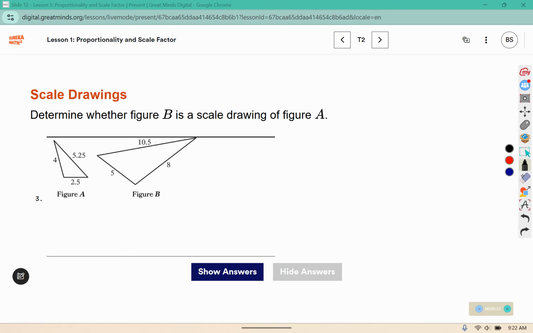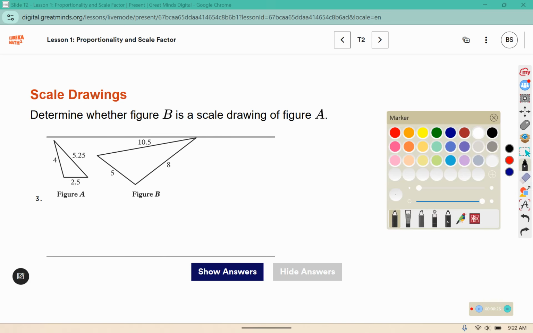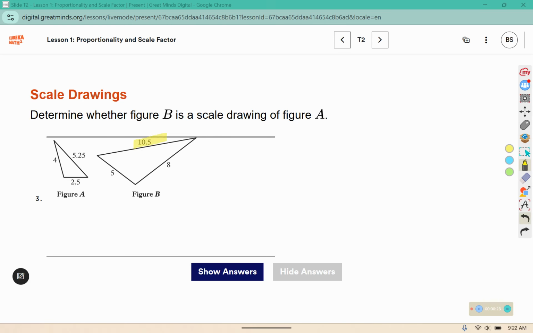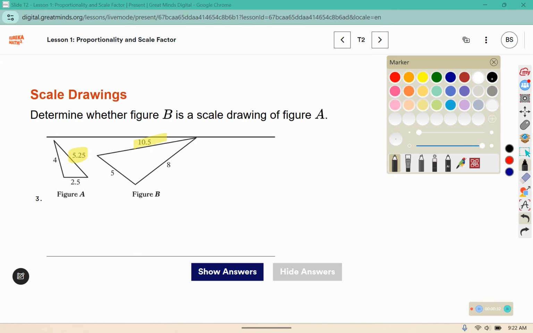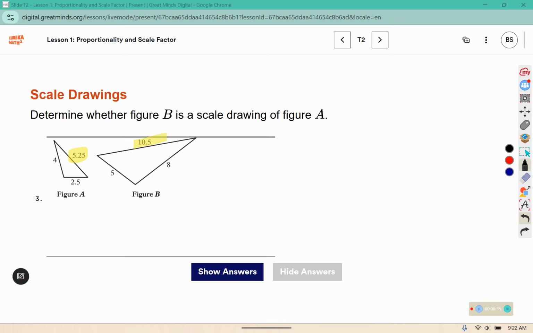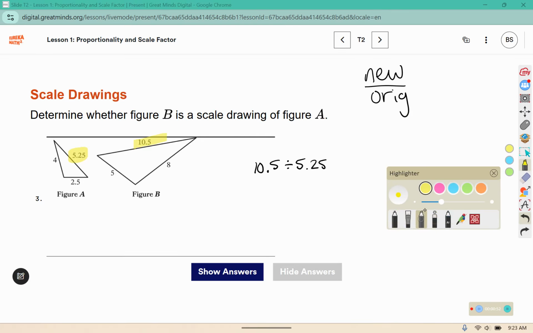So we're looking for side lengths that are paired up. The longest side needs to go with the longest side. And the way that we determine if it's a scale drawing is we have to divide. We typically divide the new by the original. So if we're looking for figure B, the original would be figure A. And this is how we would determine what the scale factor is.